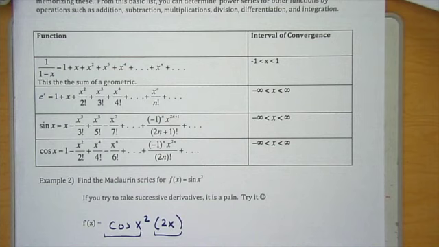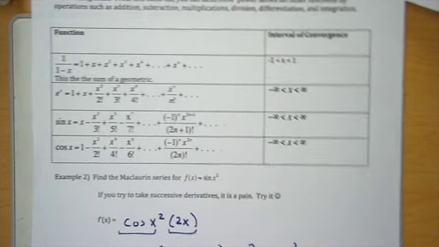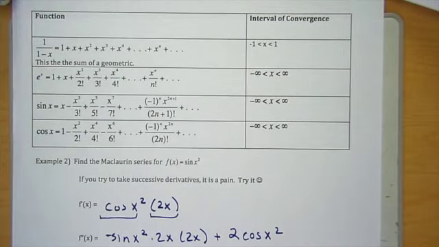Notice you will have to use the product rule. So the derivative of the first is going to be negative sine of x squared, chain rule 2x, times the second, plus the derivative of the second, which is 2, times the first. Now, if I try to do the third derivative, you'd notice that this becomes very messy.